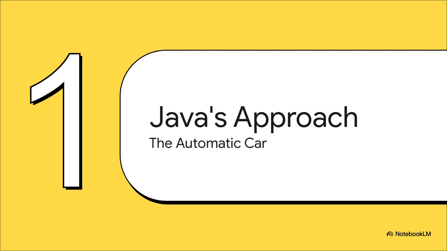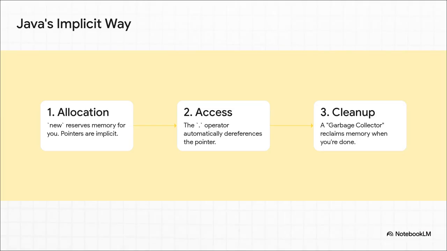Okay, so if pointers are this fundamental thing, how did different languages deal with them? Let's start with Java's whole philosophy on this. I like to think of it as the automatic car. It's all about being safe, easy, and getting you where you need to go with as little drama as possible. See, in Java, pointers are kind of like the engine in that automatic car. You know it's there, but you never really have to touch it. It's all handled for you.